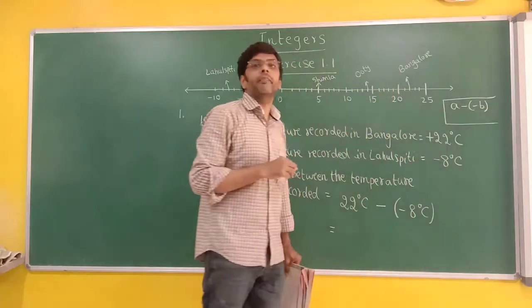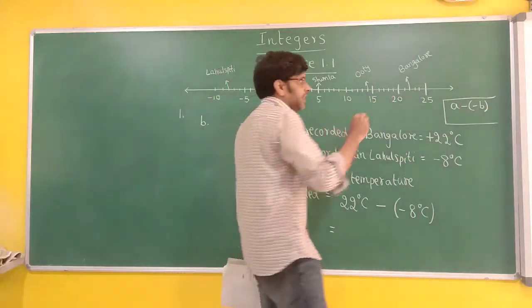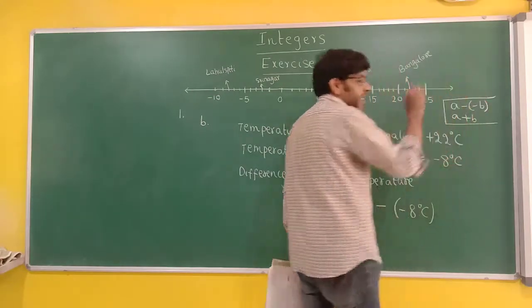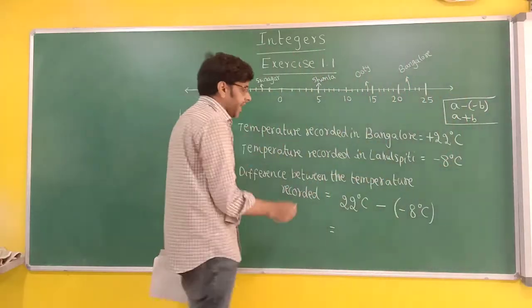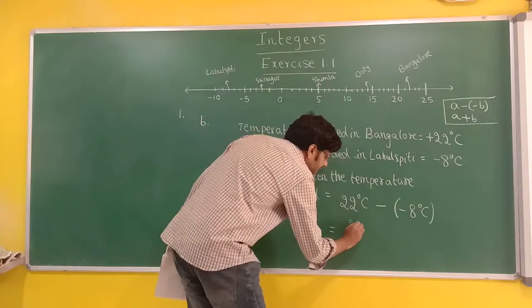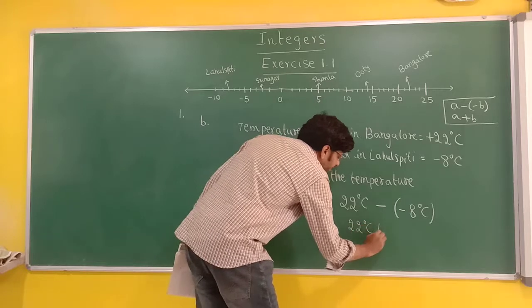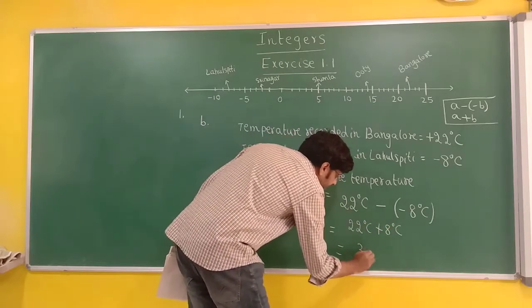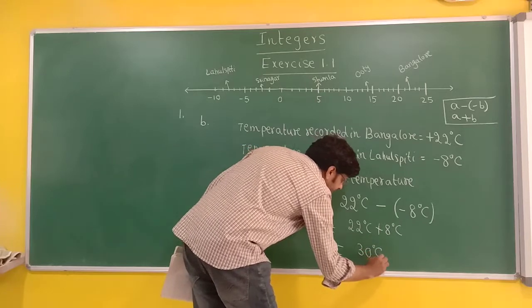A minus of minus B should be written as A plus B, because minus into minus is plus. In the same way, 22 minus of minus 8 is written as 22 degrees Celsius plus 8 degrees Celsius. So the answer is 30 degrees Celsius.